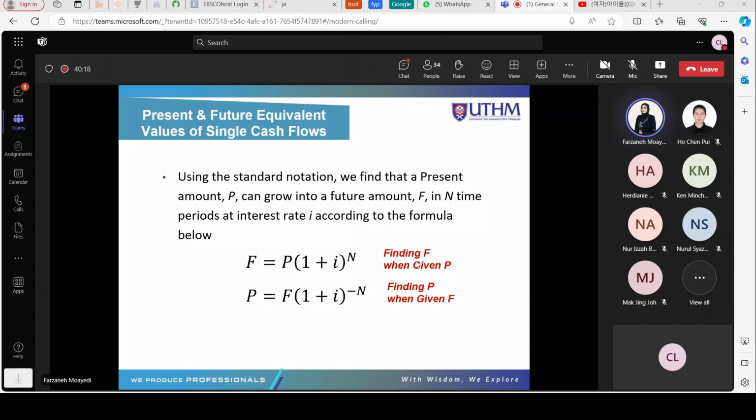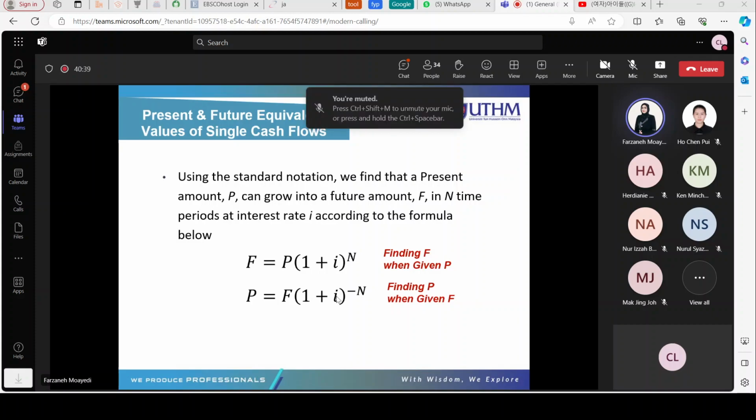So if I want to make it simpler for you, here is finding F when given P. You have the present value, you know what the value is today, and you want to calculate how much the same value is going to be in the future.